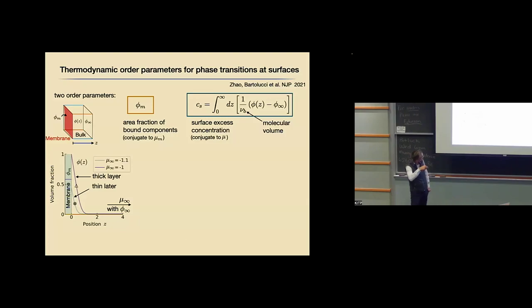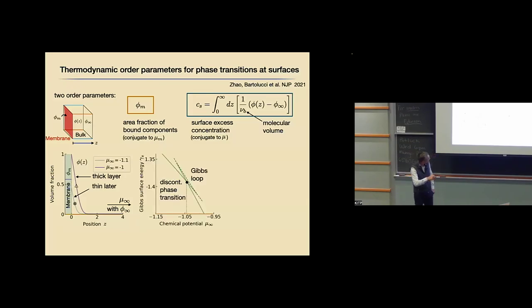So how have we created these two cases? I looked at a case where I fixed the chemical potential far away from the surface, and looked at two different values, and the two different values are on the left and the right-hand side of a phase transition. And you see the phase transition very nicely in this Gibbs phase loop. It shows a kink, which shows that in the end it's a discontinuous phase transition.